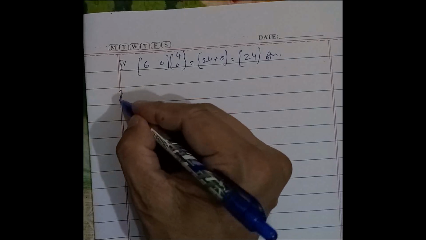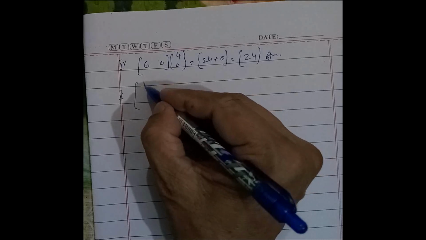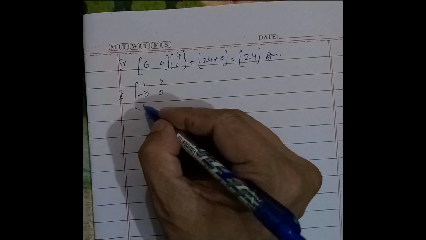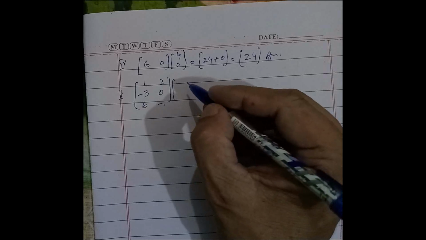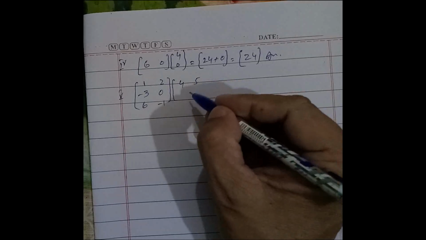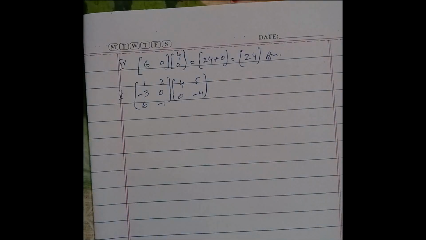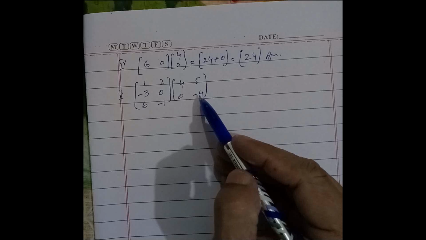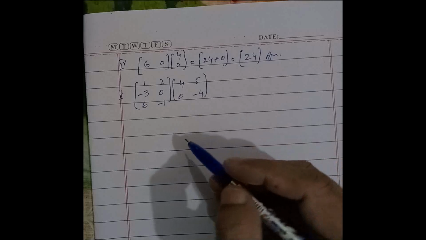And the fifth part is 1, 2, minus 3, 0, 6, minus 1. And the second is 4, 5, 0 and minus 4. So in this question we first confirm for the multiplication. First matrix is 2 column and the second matrix is 2 rows. They are equal, so they are conformable for the multiplication, and now we multiply them.